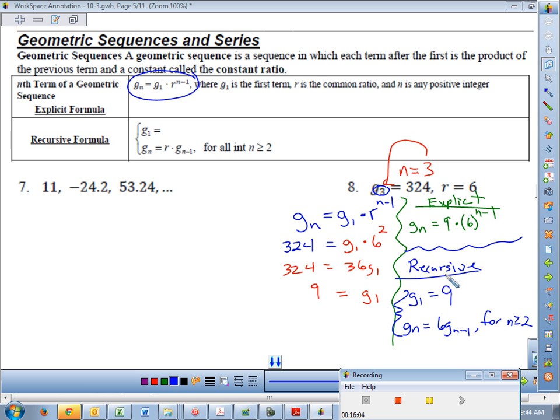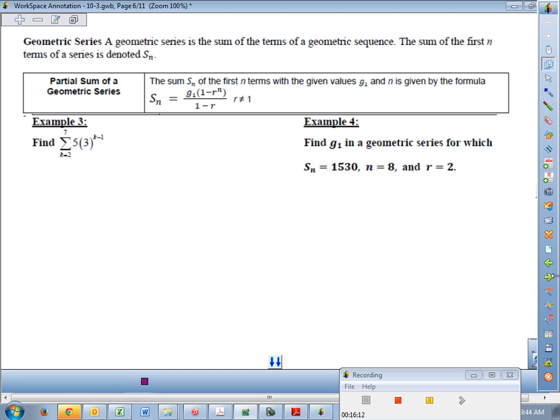We good with that? Piece of cake? Yes, no? That's the beauty. We kind of did all the work last time learning about explicit and recursive. Now it's just a geometric deal. Hey, what's that big fat sigma all about? What's that thing? We want to find the sum.